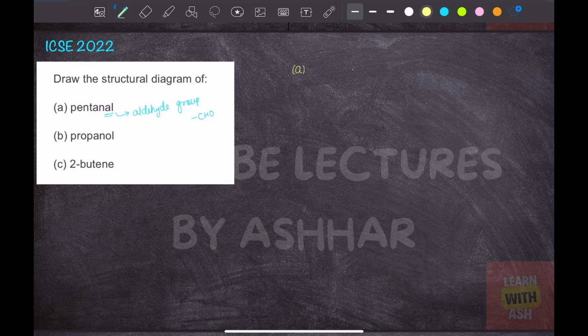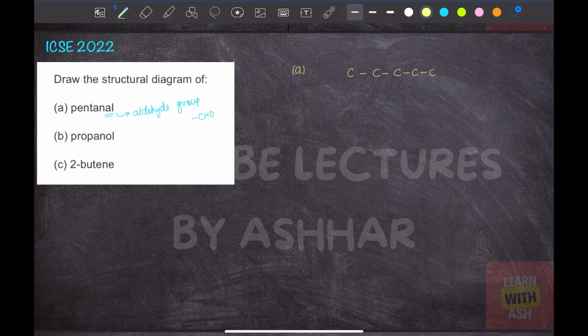So firstly, since it is pentanal, let us draw 5 carbons. Over here it will be simply a double bond O and an H. This represents the CHO part, and the remaining will contain simply the hydrogen atoms. So this is the structural formula for pentanal.